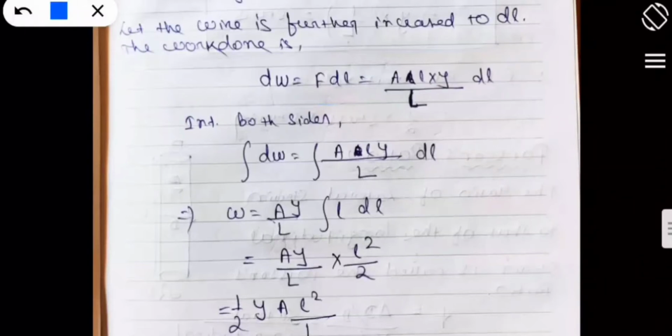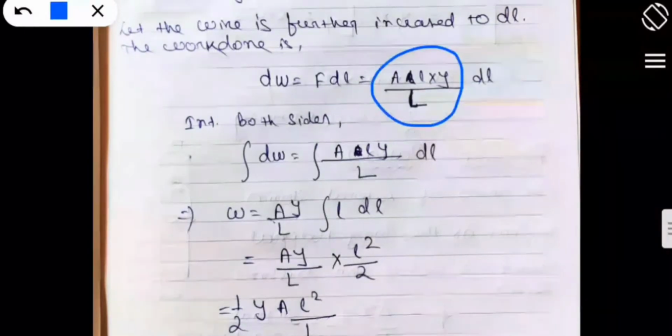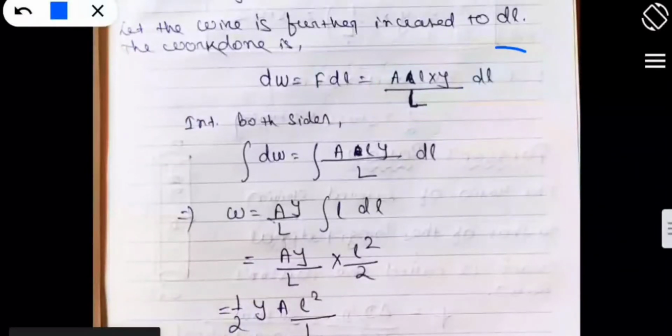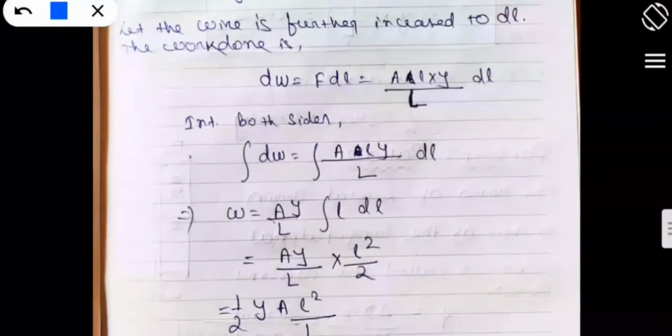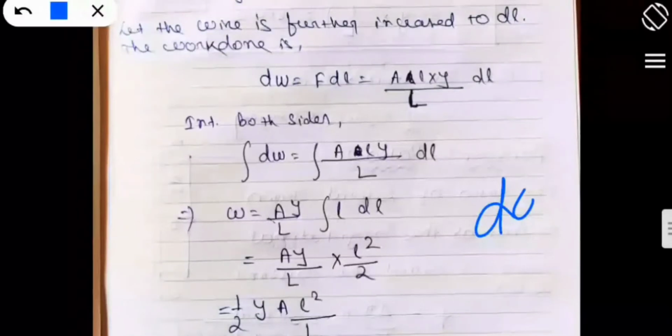Force is what we just found through the Young's modulus formula, that is A into l into Y divided by capital L. This is the force, multiplied with dl. Now, if I want to find out the total work done by the small changes that I have made, dW.